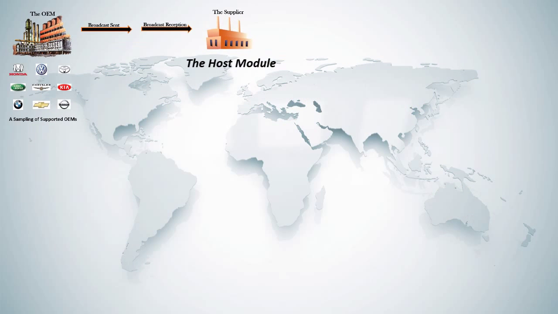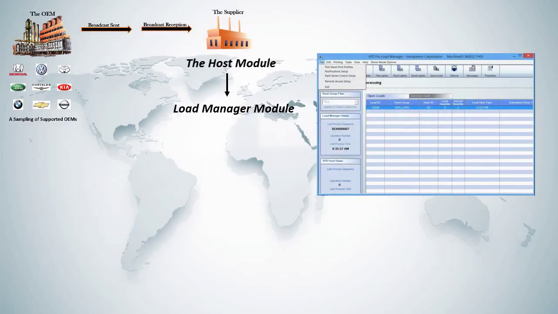The next module is the load manager. The host passes the broadcast to the load manager, where they are organized into virtual loads to be distributed to the sequencing cells. If the supplier is manufacturing in sequence, the load manager will organize the broadcast into virtual queues that will create the demand for manufacturing. The load manager also runs on the server.